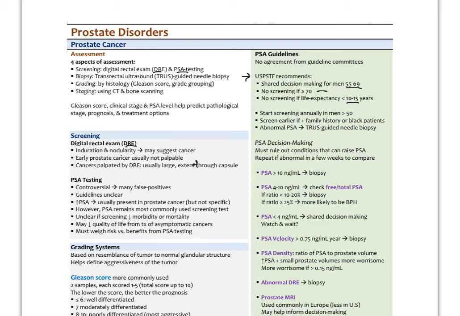We usually start screening annually in men over the age of 50. So get a baseline PSA at 50. Screen early if there's a positive family history or if a patient is a Black patient. Usually we start maybe at 45, even age 40, looking at PSAs in those cases. If there's an abnormal PSA, then the next step is going to be the transrectal ultrasound guided needle biopsy.